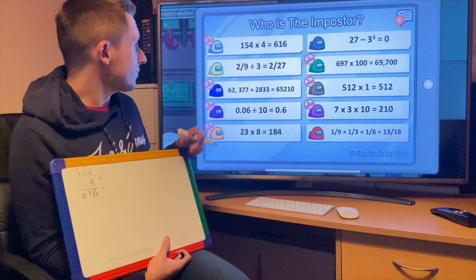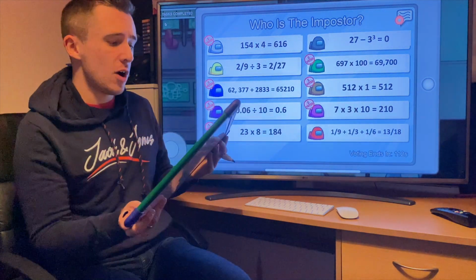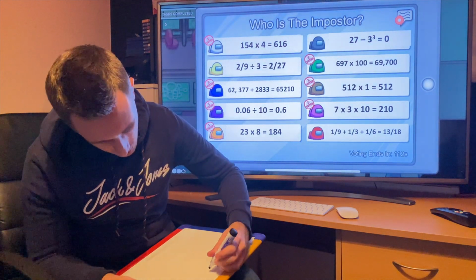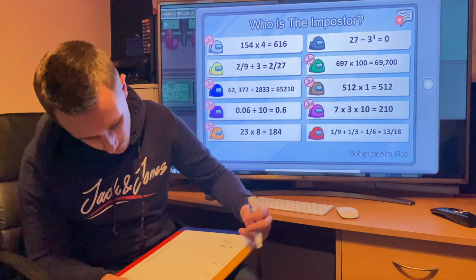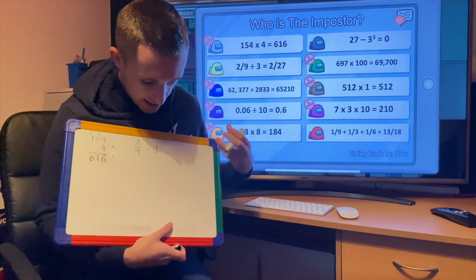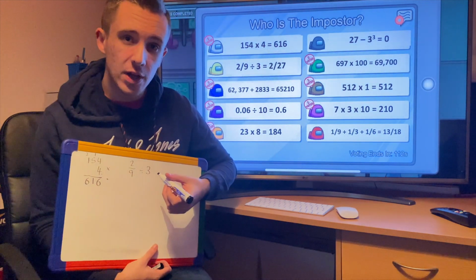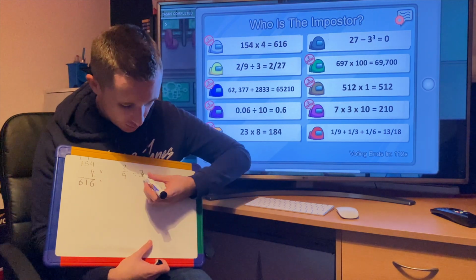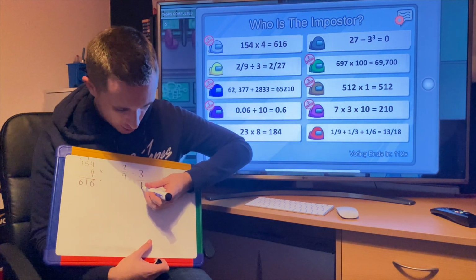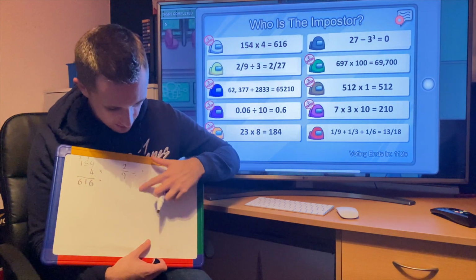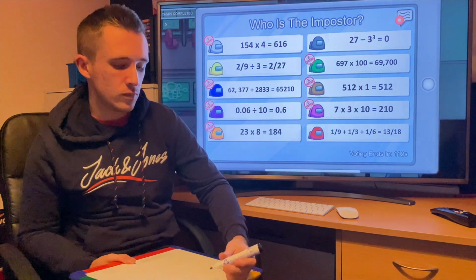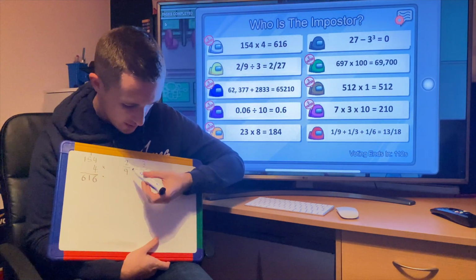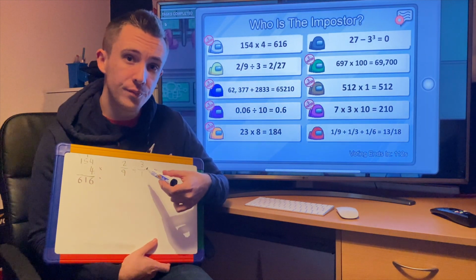Let's have a look at yellow. So yellow, 2/9 divided by 3. Well, the first problem we have here is that 3 is a whole number. To be able to do this, we need to think of it as a fraction. The way we do that is any whole number as a fraction is itself over 1. So 3 becomes 3 over 1. So now we've got 2/9 divided by 3 over 1.